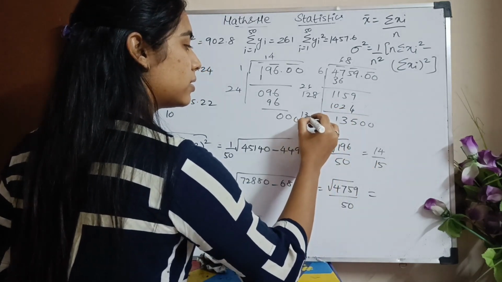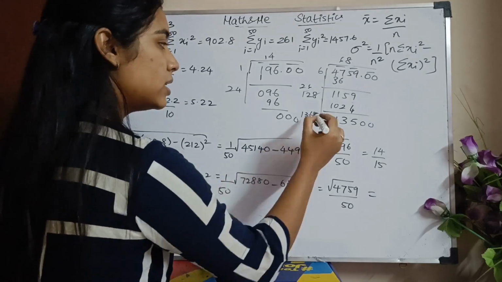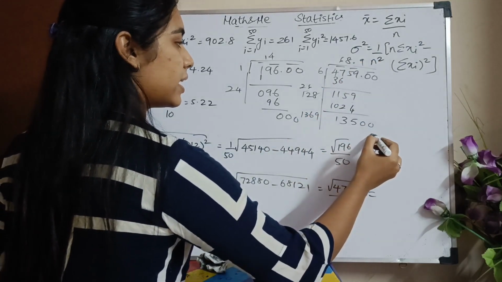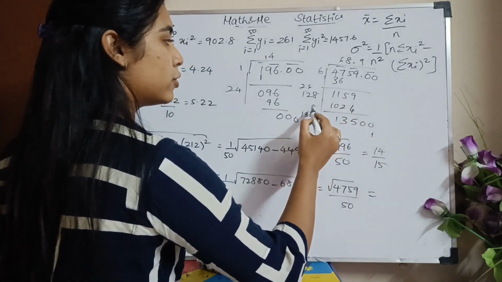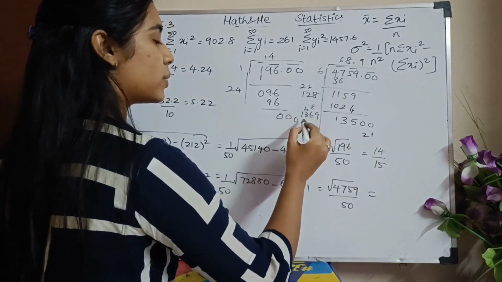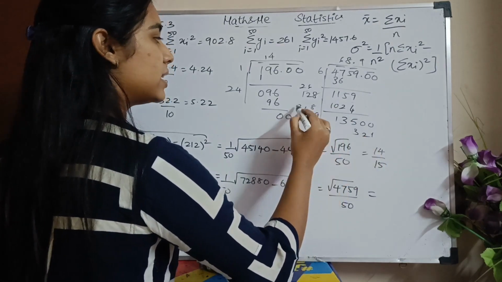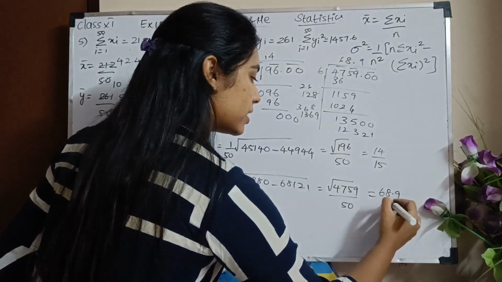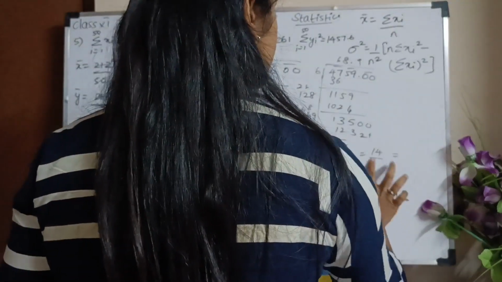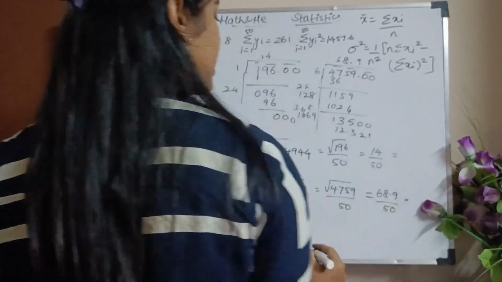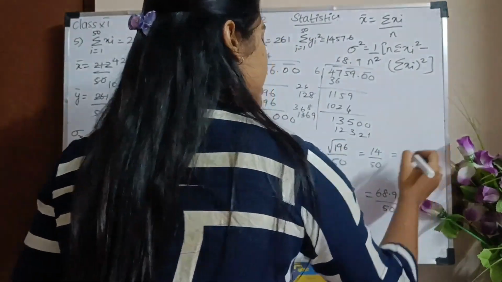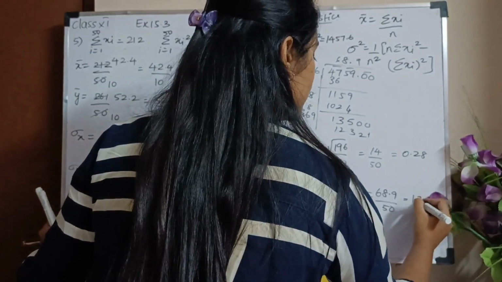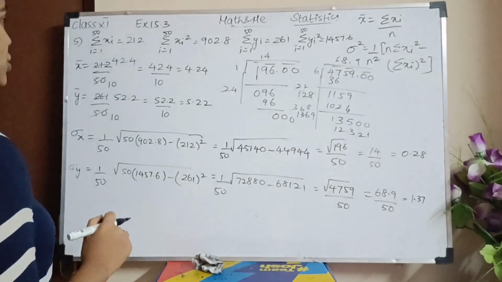This will be 136. For 136 I can do 9 times. 9 9s are 81, 8, 9 6s are 54, 54 plus 8 is 62, 6, 9 3s are 27, 27 plus 6 is 33, 3, 9 1s are 9, 12. So 68.9. 68.9 divided by 50. 14 divided by 50, which is 0.28. And what is 68.9 divided by 50? So this is 1.37. So I found out my standard deviation and the mean value.